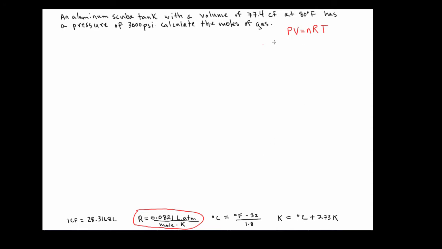Alright, so let's take a look at what we're being asked here. We have an aluminum scuba tank that has a volume of 77 cubic feet. It's at 80 degrees Fahrenheit, sitting on the shore of the lake or the ocean, whatever, and the tank contains a gas that is at a pressure of 3,000 psi. And the challenge is to calculate the total moles of gas that are contained within the steel tank or the canister.